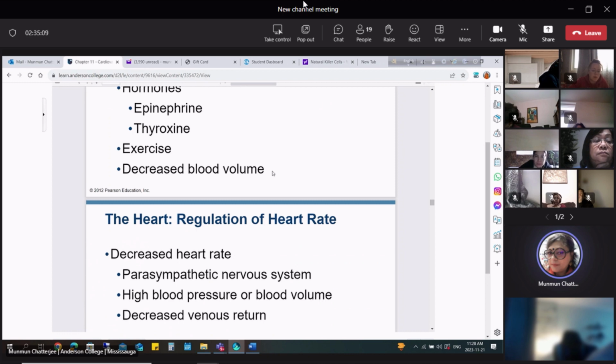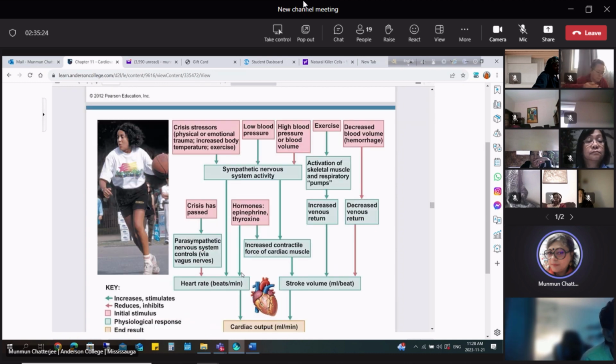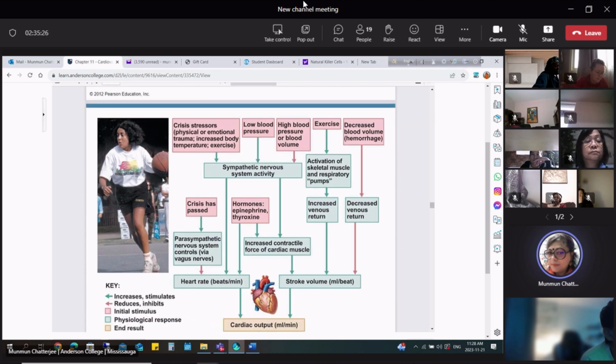Decreased heart rate can be controlled by the parasympathetic nervous system, high blood pressure or volume, or decreased venous return. These are not that important, but you can see the chart for exercise, what can increase and what can decrease, that you have to remember.